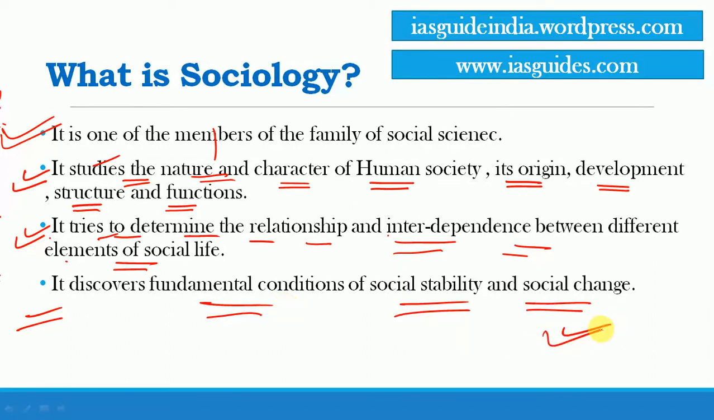Sociology focuses on social problems like poverty. Sociology is always concerned with how to solve the poverty problem, the beggary problem, the unemployment problem, the overpopulation problem, the crime problem. All these problems sociology wants to solve. This is the broader meaning of what sociology is. That's it. Let's move to the next slide.